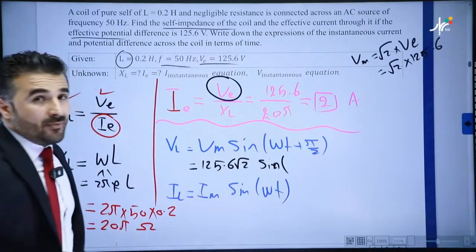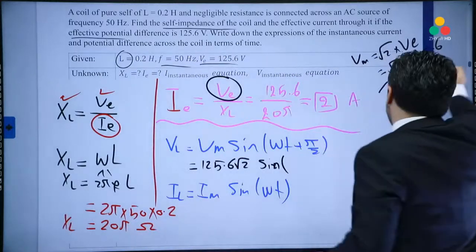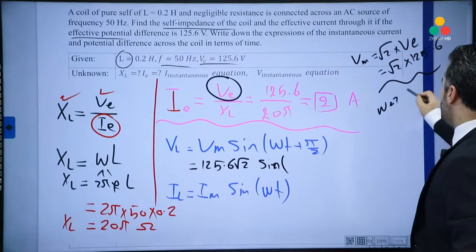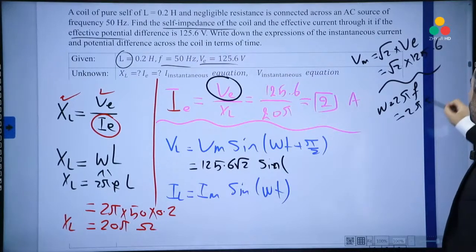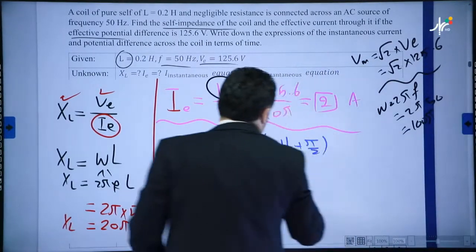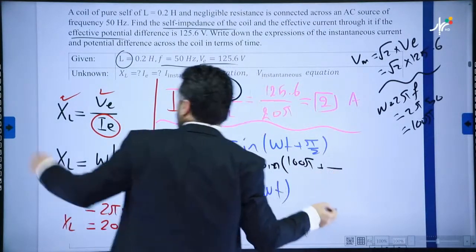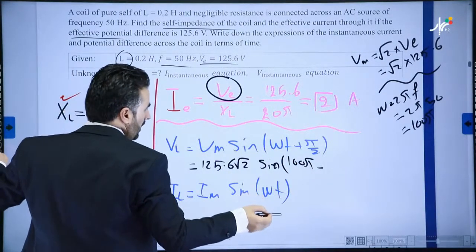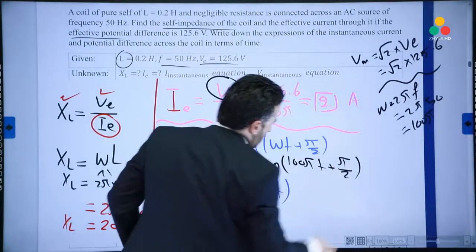But remember, what is omega here? We said omega equals to 2 pi f, correct? So for the omega, omega equals to 2 pi f. The frequency is 50, so 2 pi times 50, of course, that means 100 pi here. So now I'll write 100 pi, and then don't forget the t, by the way, 100 pi t, and then plus pi over 2 here.